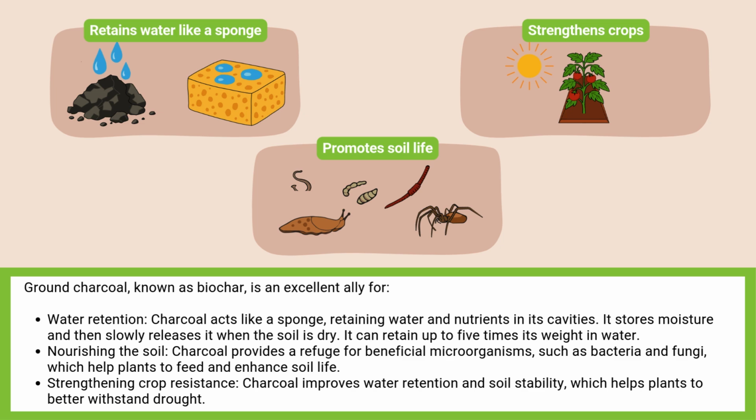Nourishing the soil. Charcoal provides a refuge for beneficial microorganisms, such as bacteria and fungi, which help plants to feed and enhance soil life. Strengthening crop resistance. Charcoal improves water retention and soil stability, which helps plants to better withstand drought.